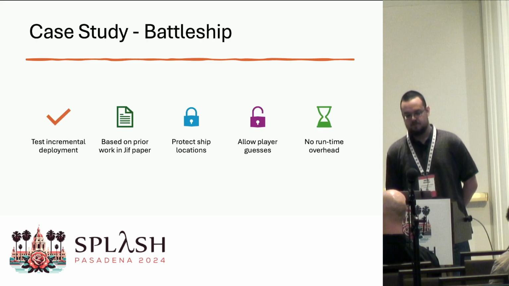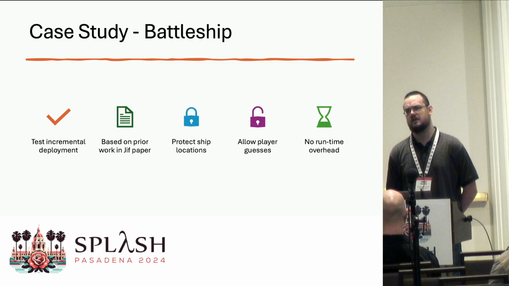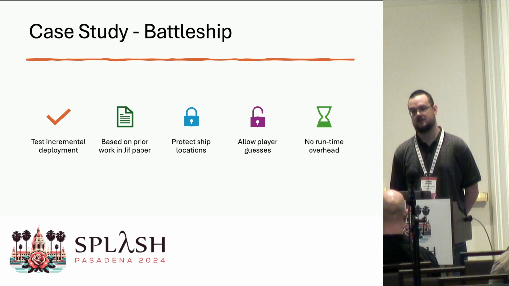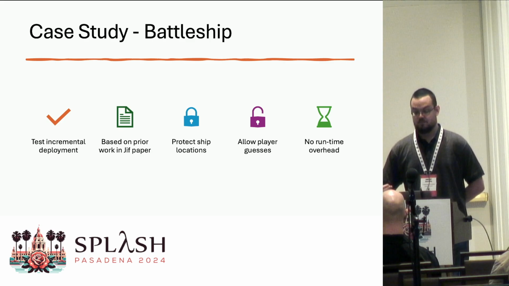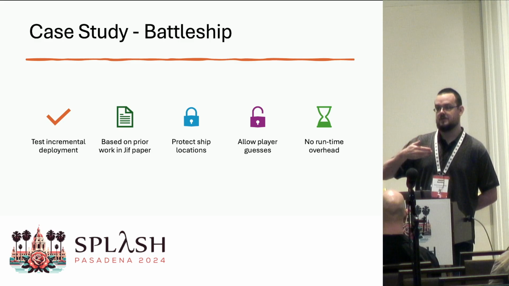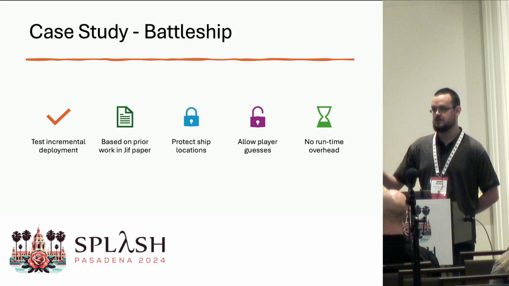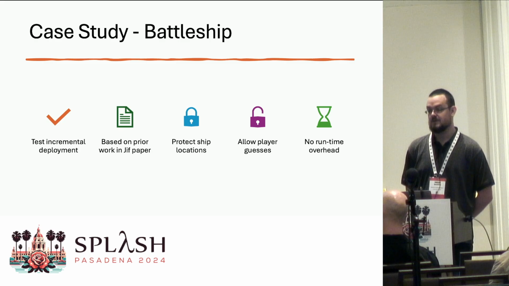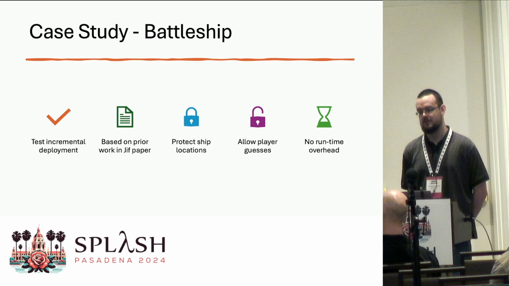First is Battleship. Battleship is to test incremental deployment. This is a game where two players are competing against each other. Each player has secret information and is trying to guess the other one's secret information. So we want to protect the secret data, but allow the guesses to go through. So we need two-way flow of data, but two-way flow of specific data. This is also based on some prior work that was done in the GIF paper on information flow control a while ago.